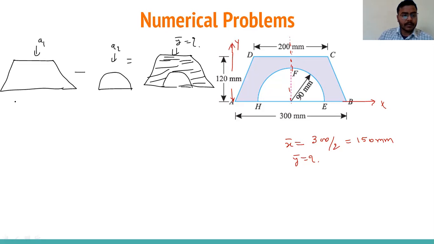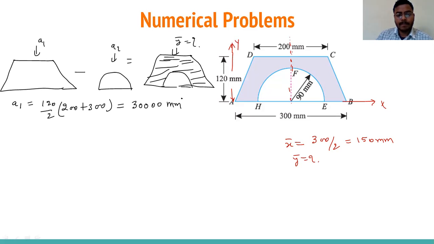So first we have to find out area A1. Area of the trapezoidal section is height divided by 2 into the summation of parallel sides. So 120 height is given, divided by 2, into parallel sides 200 plus 300. What area can we get? We get 30000 mm square.